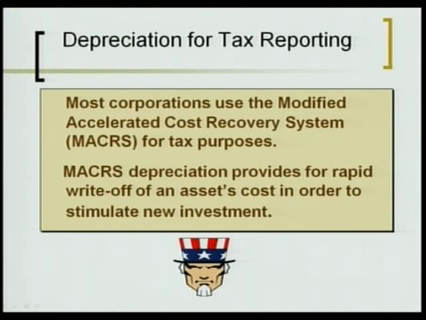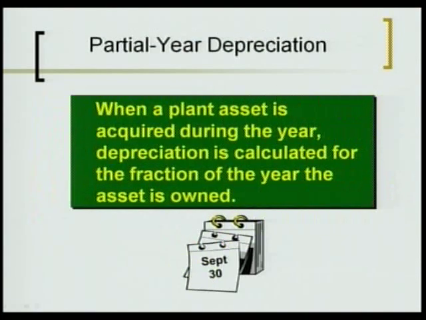I mean, keep in mind, a company would like to, they wish they could completely expense their assets in the year that you get them, so that they can reduce their net income and reduce their tax liability, okay? But while we're not allowed to do that, the Modified Accelerated Cost Recovery System does allow for more rapid write-off of those, okay? Now, what about partial year depreciation?